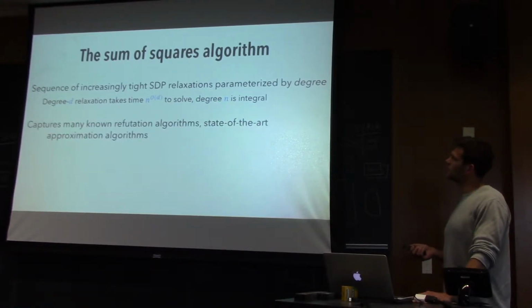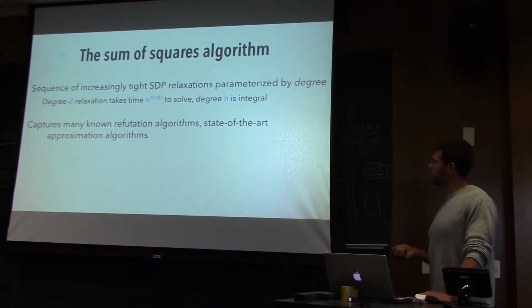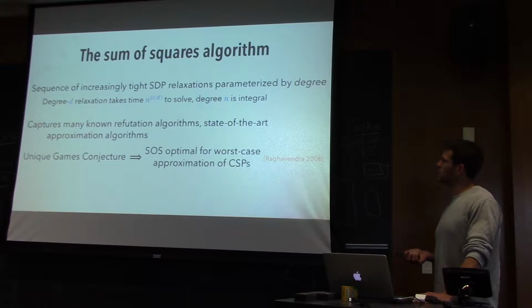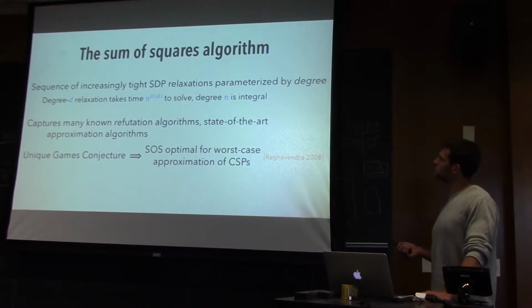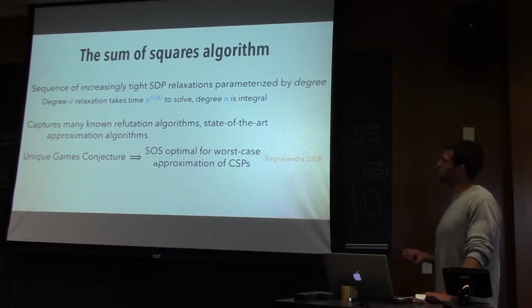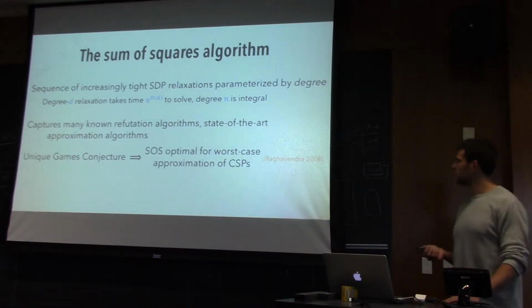And it captures many known refutation algorithms, also a lot of state-of-the-art approximation algorithms. And it also gets you a lot of other nice results. For example, the unique games conjecture implies that SOS is actually optimal for worst-case approximation of CSP by work of Raghavendra.